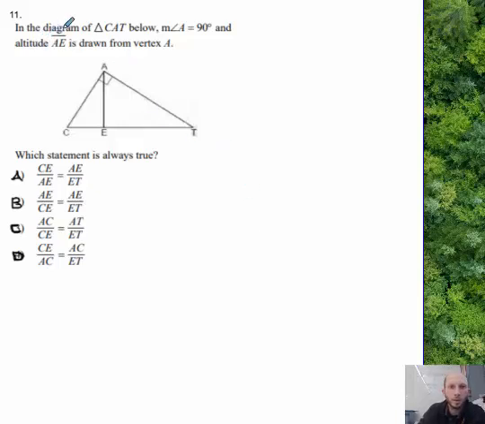Alright, we got question number 11. In the diagram of triangle CAT below, the measure of angle A is 90 degrees, already labeled in there. An altitude AE is drawn, altitude meaning that it is perpendicular to the other side, making that 90-degree angles. Altitude AE is drawn from vertex A.